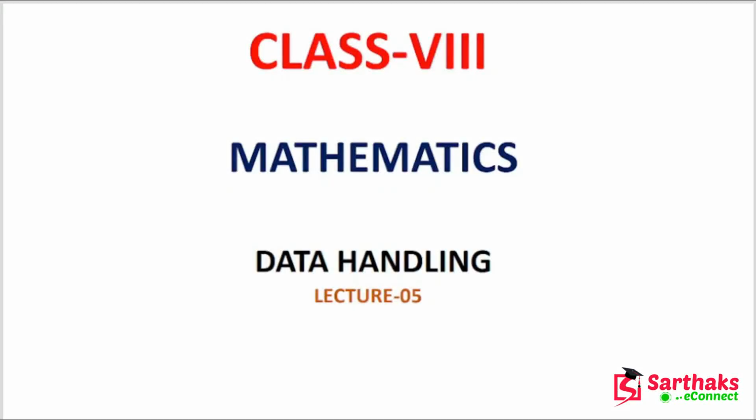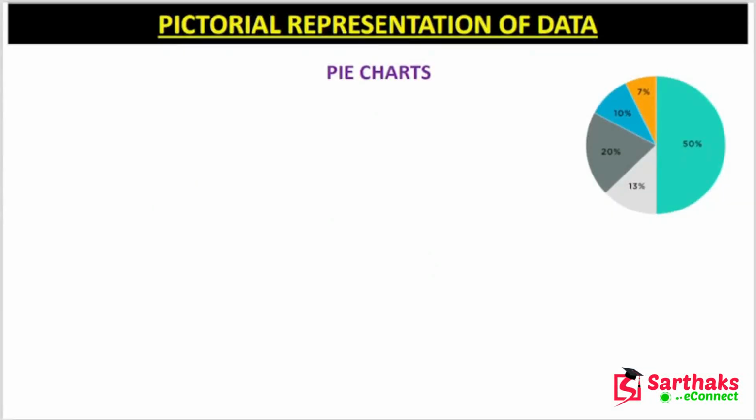Hello everyone. Today we are going to start lecture 05 of class 8 mathematics chapter number 5, which is data handling. In this lecture we are going to talk about pictorial representation of data. We have already talked about graphical representation of data, in which we saw bar graphs for ungrouped frequency distribution, or you can say discrete frequency distribution, and we saw histograms for grouped frequency or continuous frequency distribution, right? In this lecture, we are going to talk about another visual representation of data, which is pictorial representation.